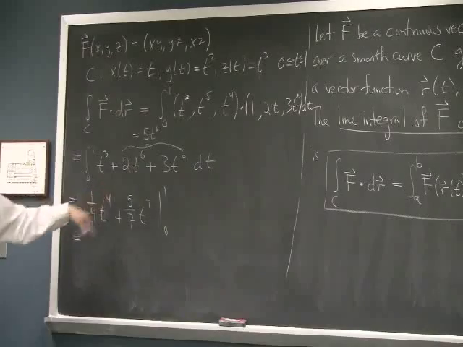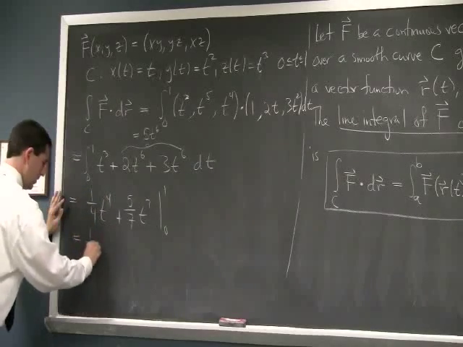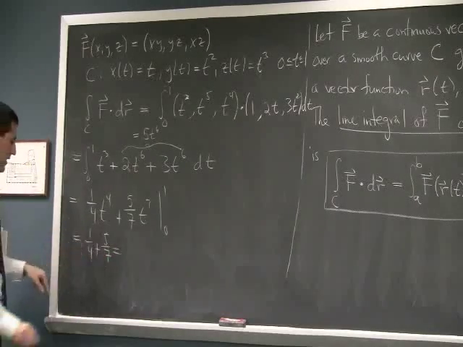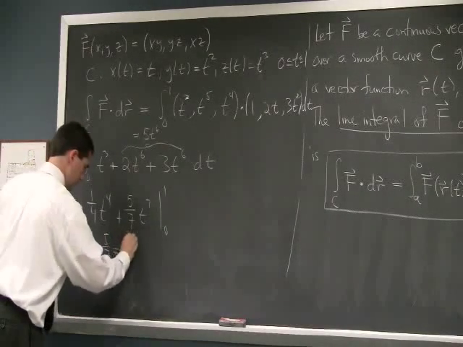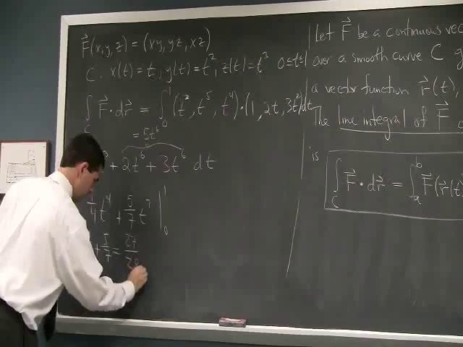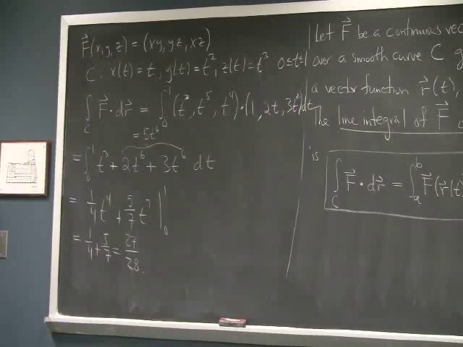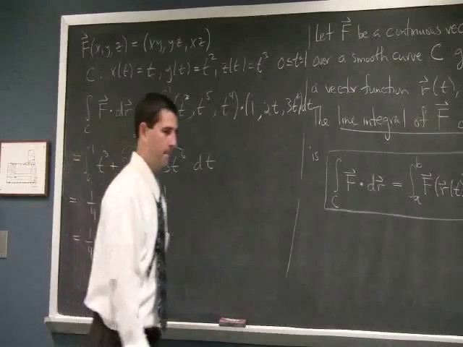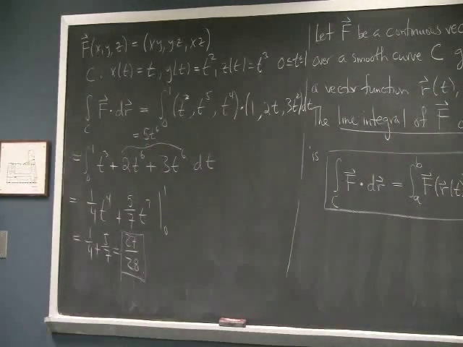And at 0 they die. At 1 it becomes 1/4 plus 5/7, which is 27/28. Okay, so that's the value of our line integral. Cool. Okay, so they're not hard to compute if you actually know what it means.